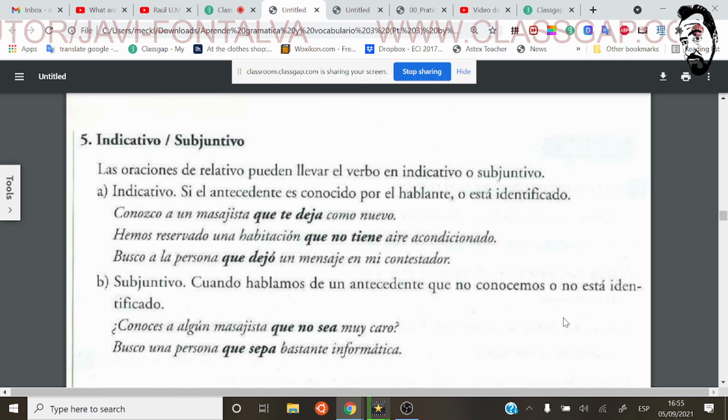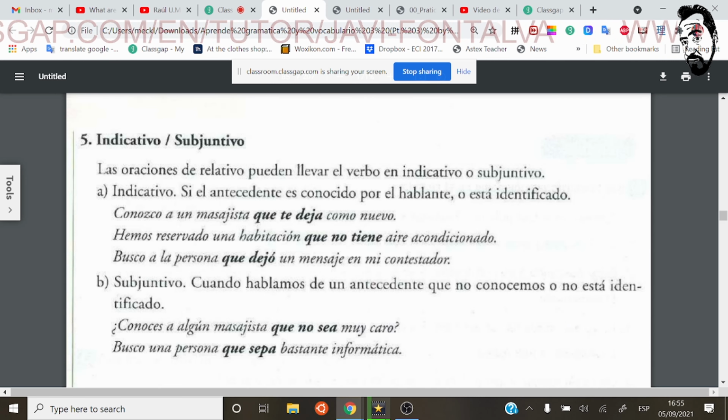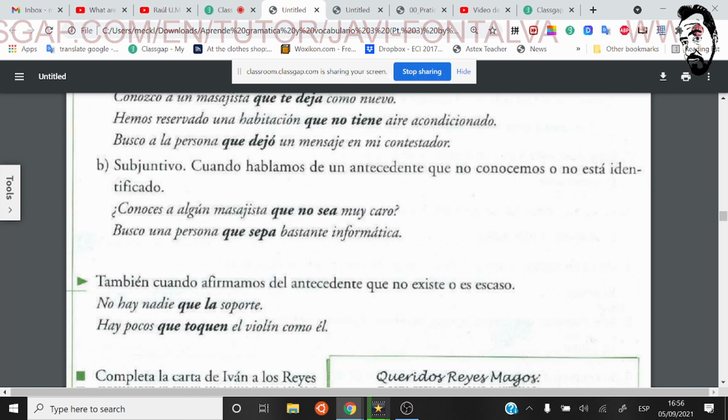Or for example, this one. Busco a la persona que dejó un mensaje en mi contestador. So I'm looking for the person who left a message on the answering machine. So I'm talking about something or someone I know exists. So if it is true or if it exists, then it is indicative. If it is more unreal, then it is subjunctive.